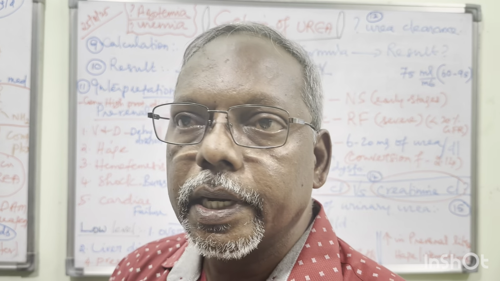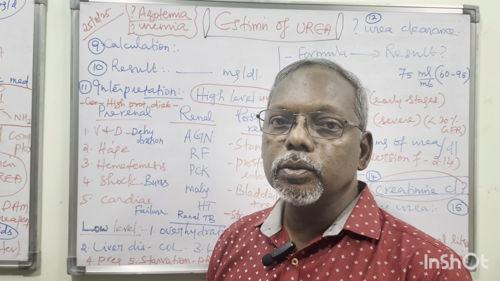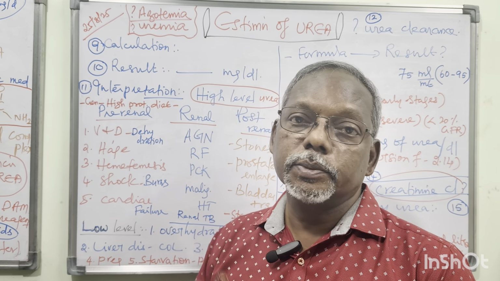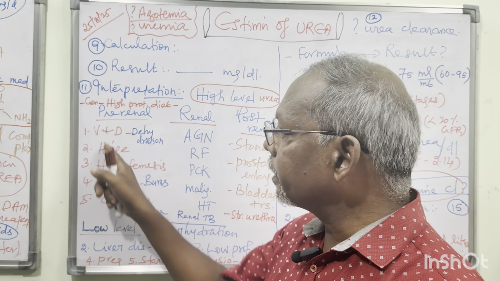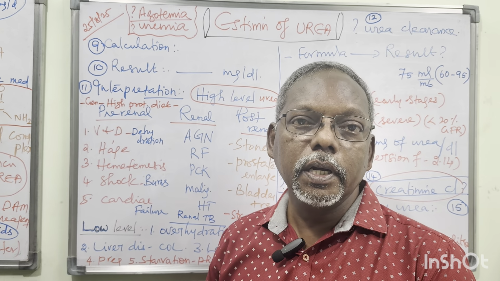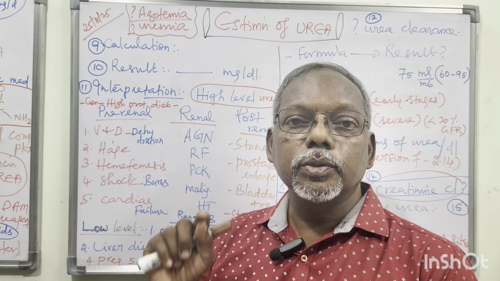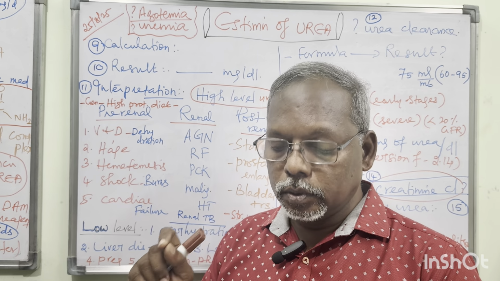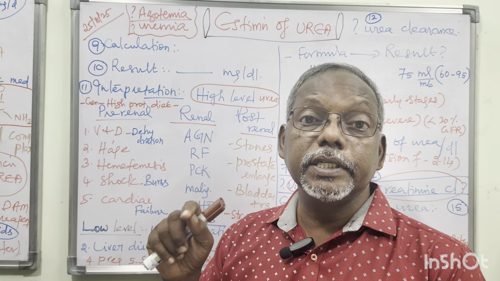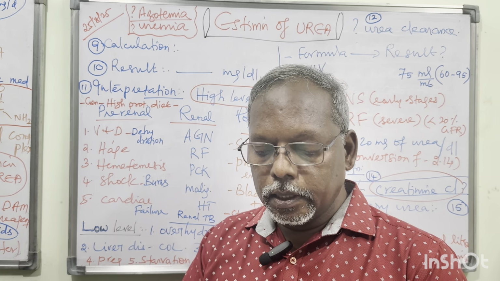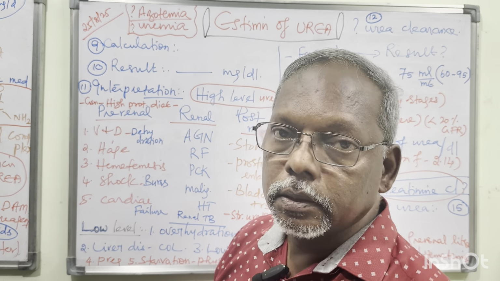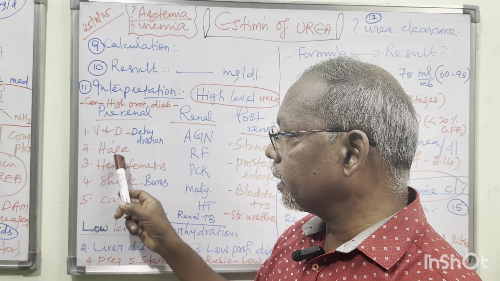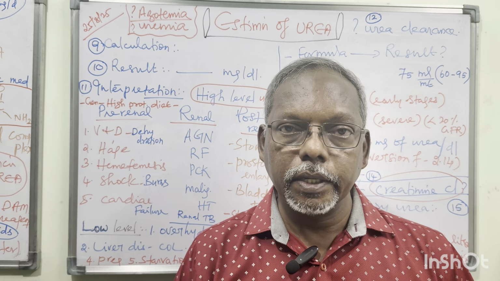What happens in pre-renal causes? How does it lead to a high urea level? That is decreased plasma volume, the main reason for these pre-renal causes. Decreased plasma volume leads to decreased blood circulation, that is renal blood flow, which leads to decreased GFR, and finally retention of urea. So this is the mechanism behind the pre-renal causes like vomiting, diarrhea, hemorrhage, hematemesis, shock and cardiac failure.